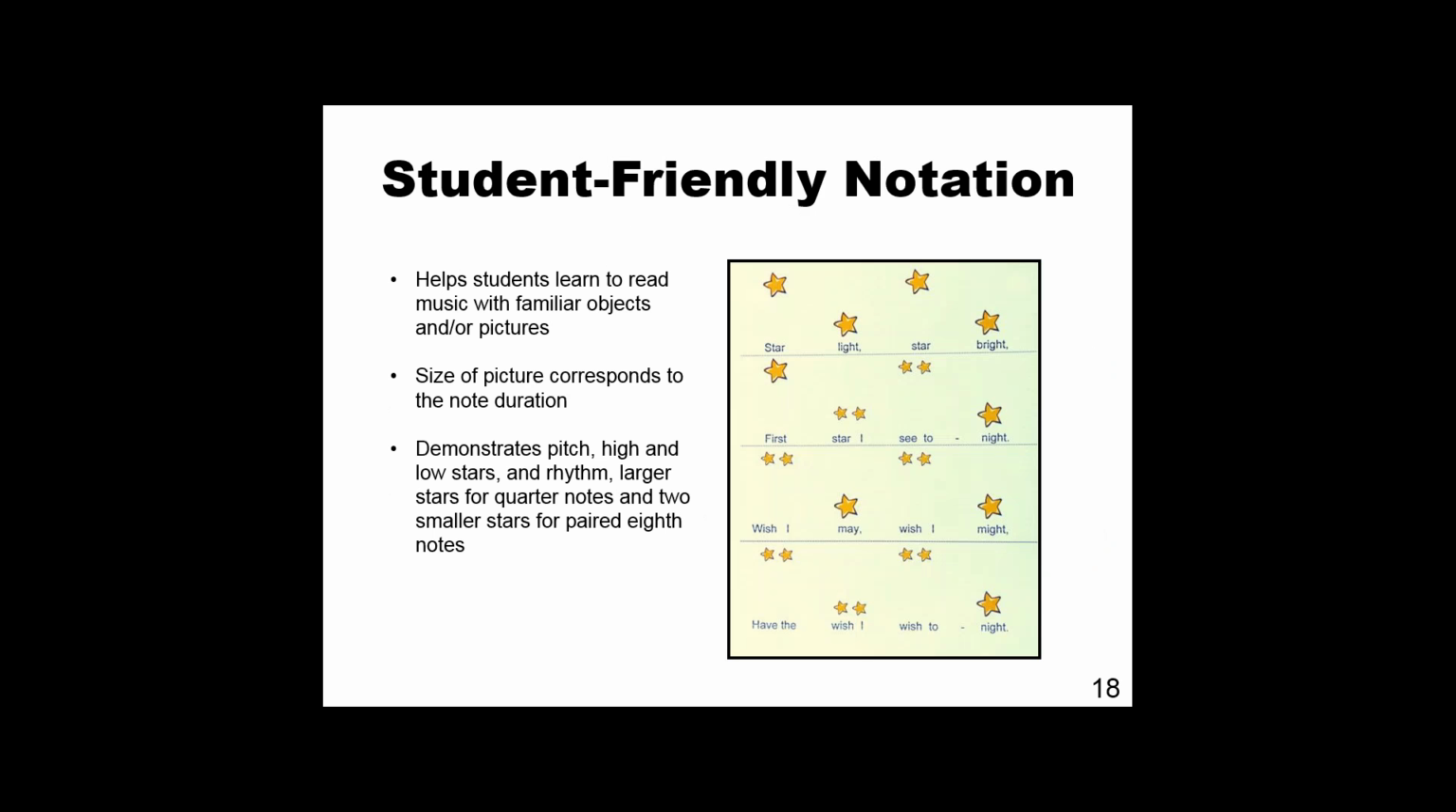So in this example of Starlight, what I did was anytime it was actually a quarter note, the image was what we have up here in the upper left corner. But when we had paired eighth notes, they were 2 smaller stars to demonstrate that these were shorter sounds. So in this traditional song, starlight, star bright, first star I see tonight, wish I may, wish I might, have the wish I wish tonight.